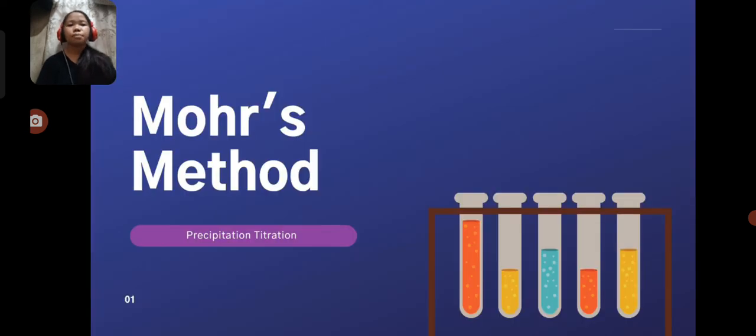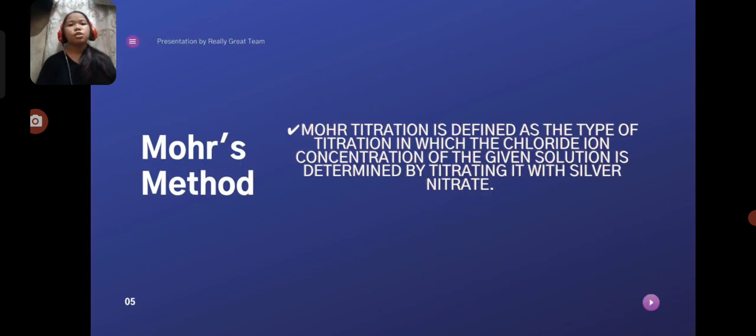So, we proceed to Mohr's method. Mohr titration is defined as the type of titration in which the chloride ion concentration of the given solution is determined by titrating it with silver nitrate. In Volhard's method, the silver nitrate is added to the chloride ion. As you notice, it is still chloride and silver nitrate, but there is a difference in the procedures and reactions we will do for these methods.